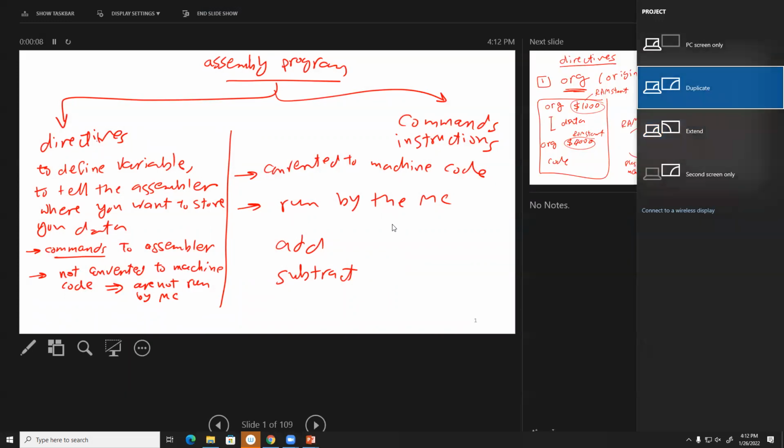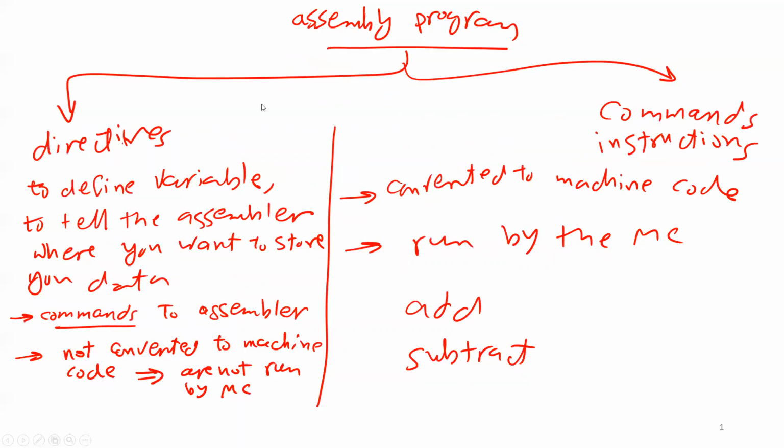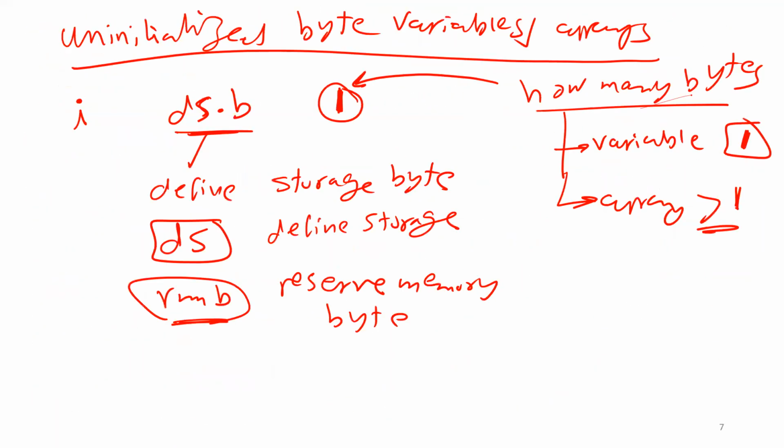So now I'm going to move to the next part here. In any program, in addition to directives, we write instructions or commands, okay? Instructions, like for example, addition, multiplication, and so on. So that's what I'm going to teach in this chapter. I'm going to teach instructions. These instructions are converted to machine code. These instructions are run by the microcontroller. Is that okay? So let's start.